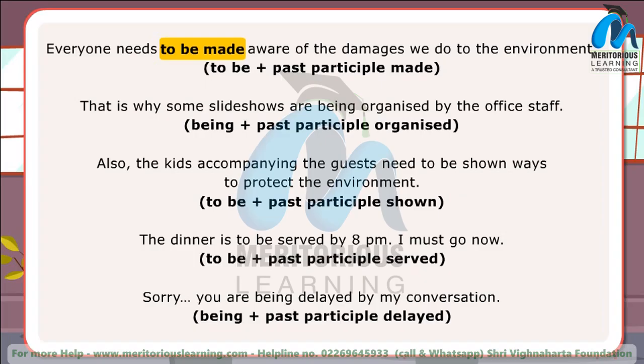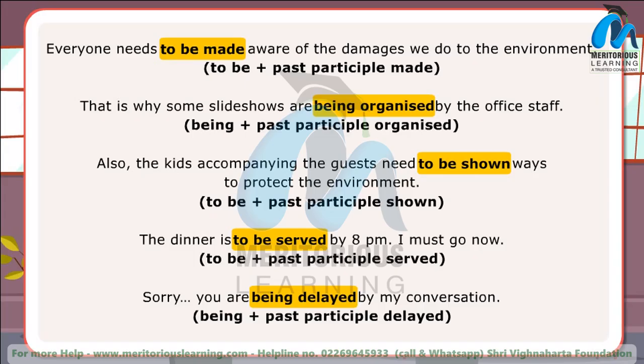That is why some slideshows are being organized by the office staff. Being plus past participle: organized. Also, the kids accompanying the guests need to be shown ways to protect the environment. To be plus past participle: shown. The dinner is to be served by 8 p.m. To be plus past participle: served. Sorry, you are being delayed by my conversation. Being plus past participle: delayed.